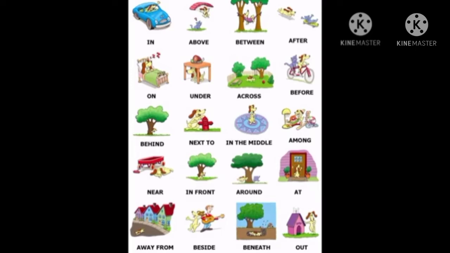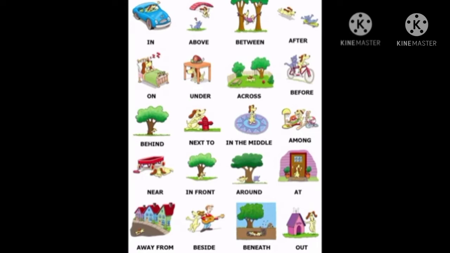So in the first sentence, the dog is in the car. Next sentence, the dog is above the other dog. Then the dog is between two trees. The dog is running after his friend. The dog is on the bed. The dog is under the bed. The dog is running across the garden. So from one point to another point, that means across. The dog is sitting before his friend.